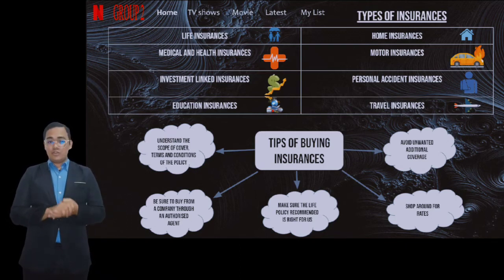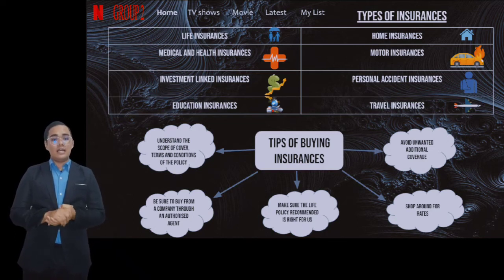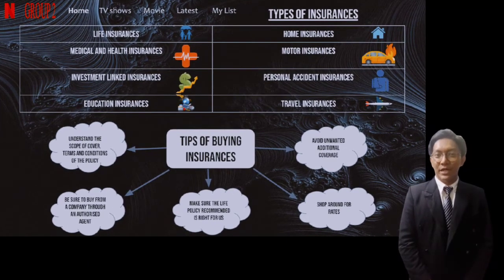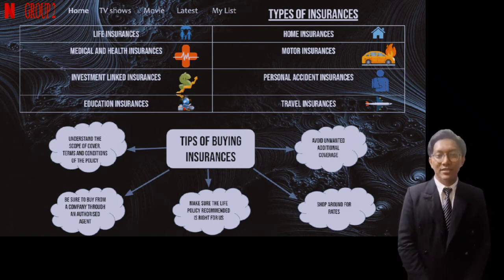It is a life insurance plan that combines investment and protection together. Fourth is education insurance. This insurance provides the funds needed by the child to pursue further education. For the next part, I will talk about types of insurance. Firstly is home insurance. There are three types of home insurance. That is basic fire policy, house owner policy, and householder policy.